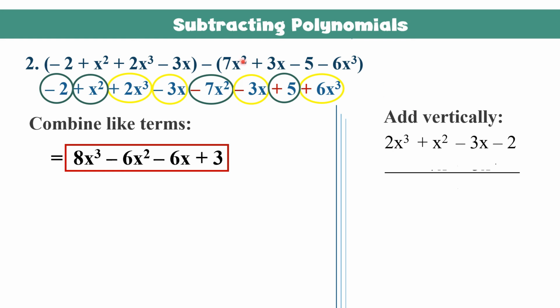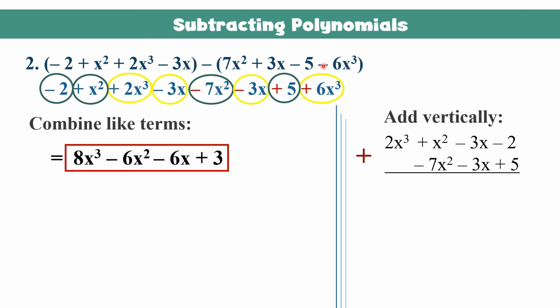Then, align the second polynomial. But please take note, you have to change the sign while you are copying it. So, let's start with 7x squared. 7x squared, positive, it will become negative, and you will write that under x squared because they have the same variable. Then after that, we have positive 3x here. Change the sign. It will become negative 3x and write it under negative 3x. Then constant term, negative 5 will become positive 5. Write it under negative 2.